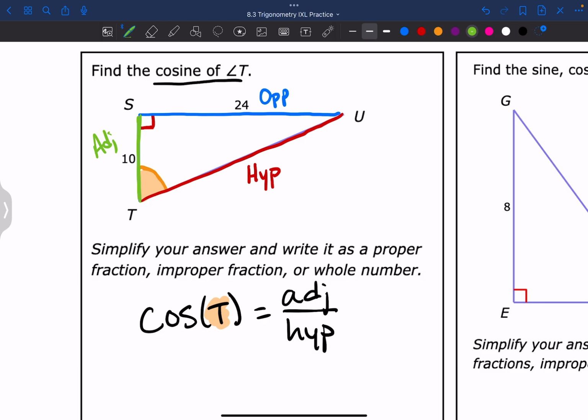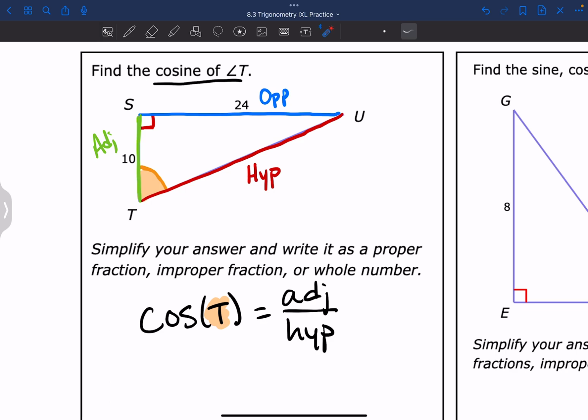Unfortunately, we have one problem. What is that problem? We don't know our hypotenuse. We need to know our hypotenuse to fill out the cosine of t. We have adjacent and we have opposite, but we don't have the hypotenuse. That's okay. We know a way to find that third missing side using Pythagorean theorem. So this is where they're going to add an extra step.